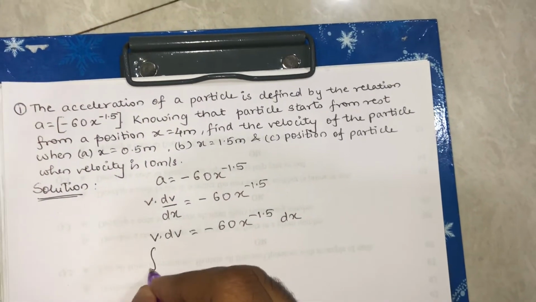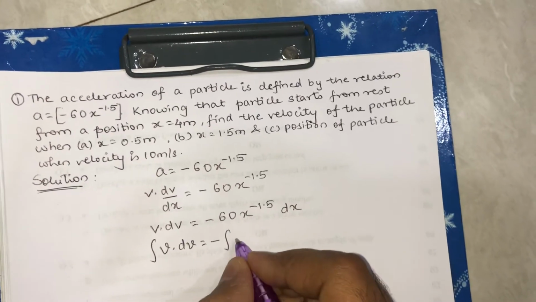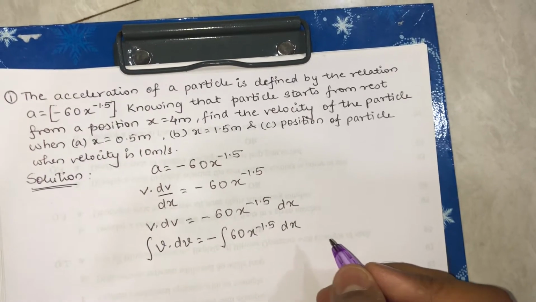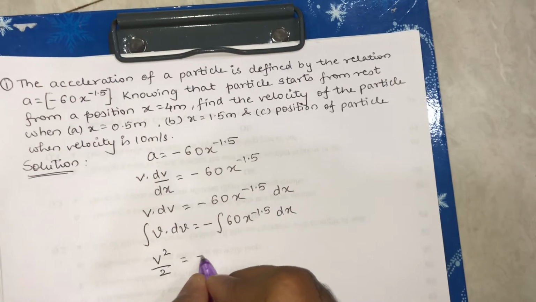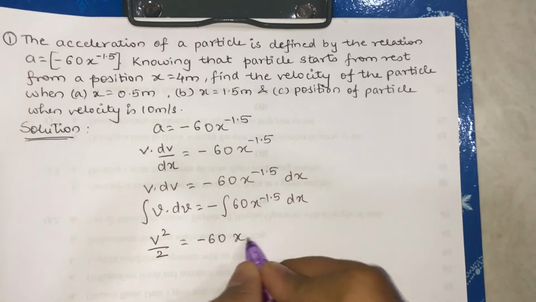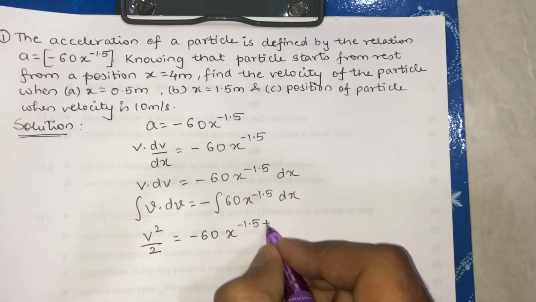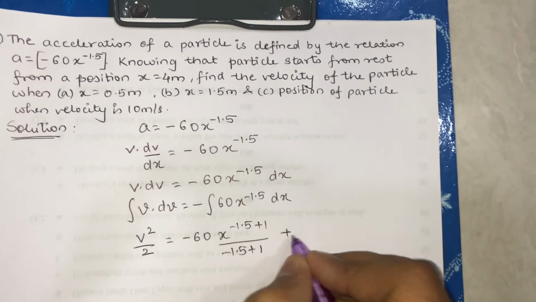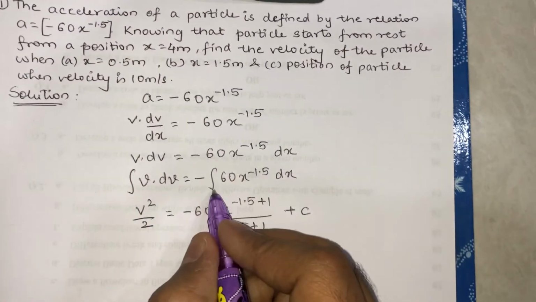Now we will take the integration on both sides. Integral of v dv equals minus the integral of 60 x raised to minus 1.5 dx. Now here v becomes v square by 2 equals minus 60 times the integral of x raised to n, which becomes x raised to n plus 1 upon n plus 1, plus c. Why plus c? Because the integration doesn't have a limit.